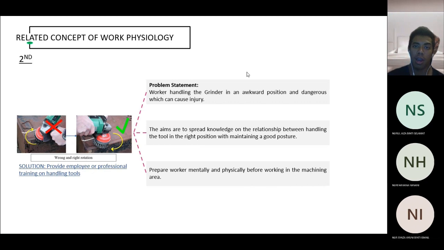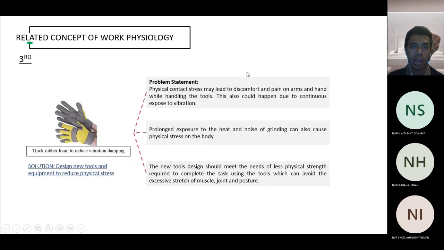The third one is about physical contact stress that may lead to discomfort and pain in the arms and hands while handling the tool. This could also happen due to continuous exposure to vibration. As a solution, design new tools and equipment to reduce physical stress. Prolonged exposure to the heat and noise of grinding can also cause physical strain on the body.